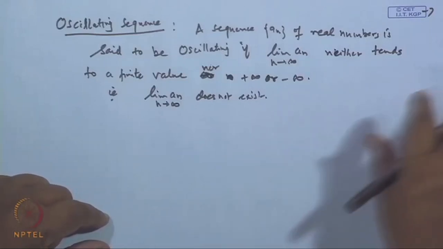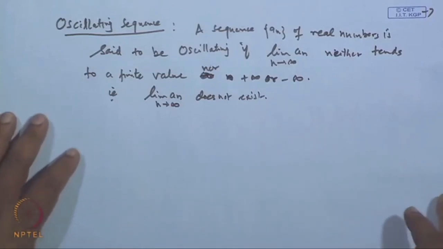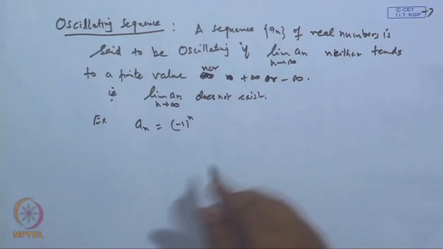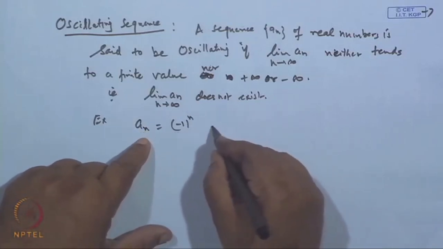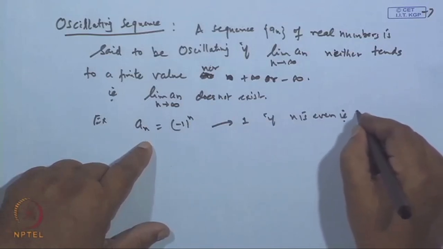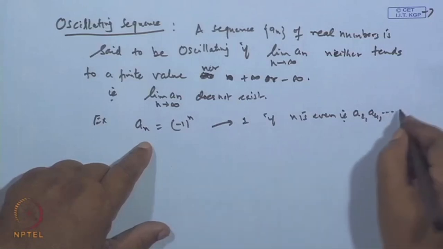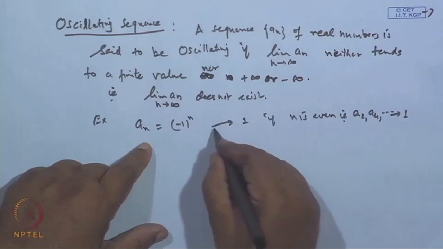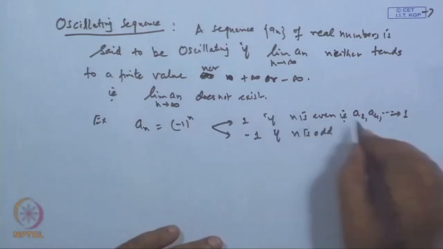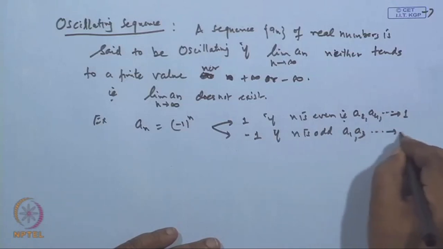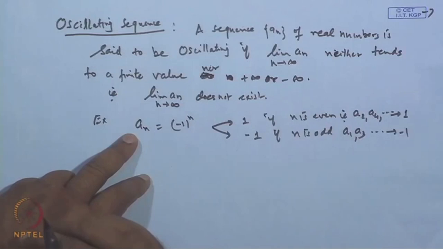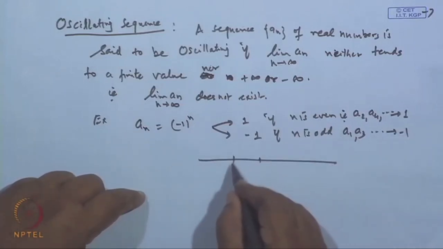Or along different subsequences it has different values, then the limit does not exist. For example, suppose I take a_n to be minus 1 to the power n. Then along the positive path it will go to 1 if n is even, that is, when the terms are chosen like a_2, a_4, etcetera, the limit will go to 1. But if n is odd, that is a_1, a_3, the limit will go to minus 1.